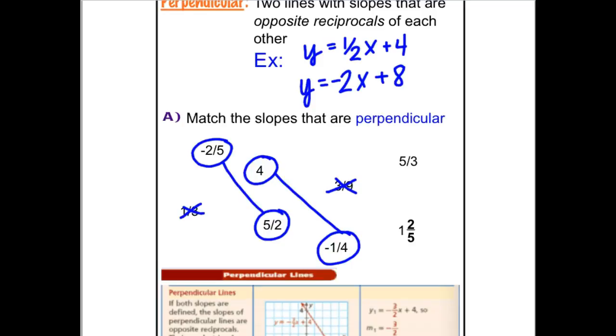Remember, if you've got a mixed number, you won't see them very often, but to find the opposite reciprocal, you have to take this and convert it to an improper fraction, which would be 7/5. So the opposite reciprocal would be -5/7, which as you can see is not there.